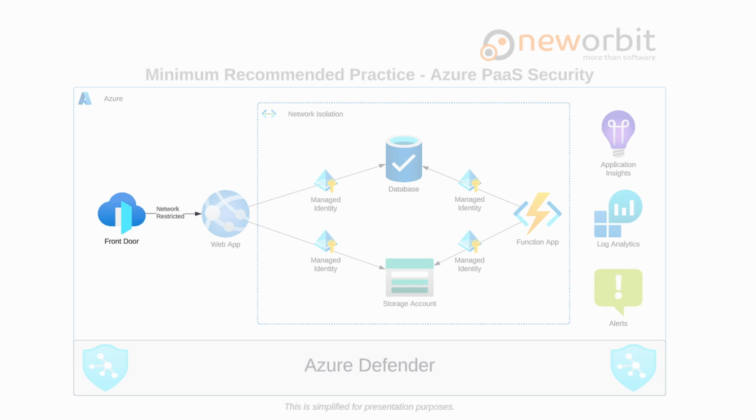The fifth thing is Front Door. Front Door basically sits between your web application and the internet. That means all traffic from the internet goes through Front Door before it gets sent to the web app. And that on its own will immediately eliminate a whole class of attacks.